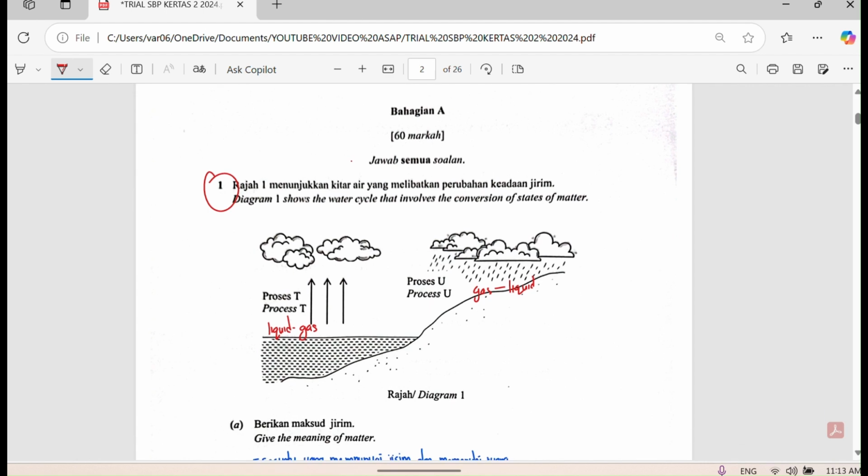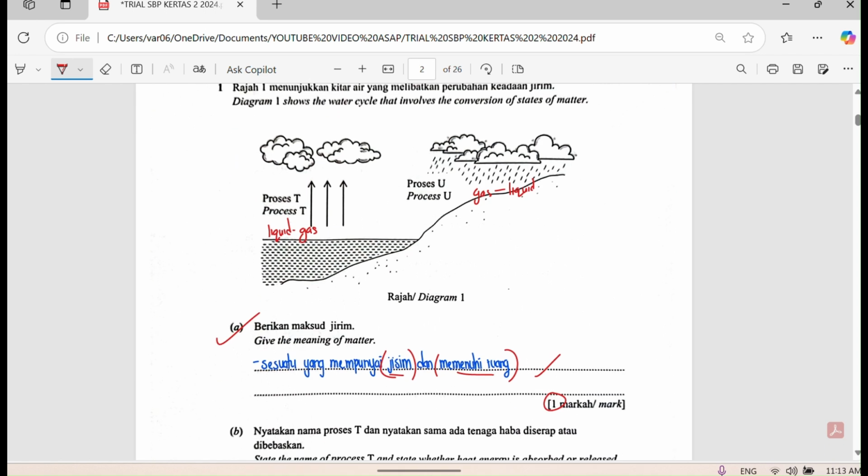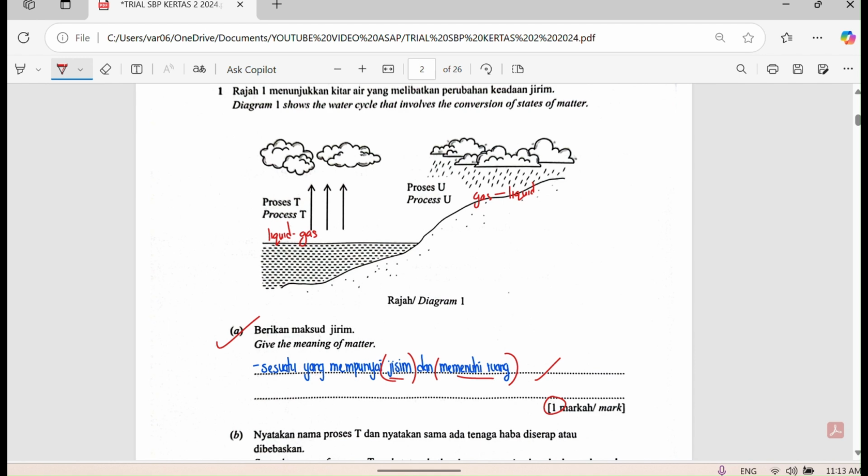Okay, berikan maksud jirim. So jirim is something that occupies space and has mass. Sesuatu yang mempunyai jisim dan memenuhi ruang. These are your keywords and 1 mark. Very easy, very simple. Okay, next.